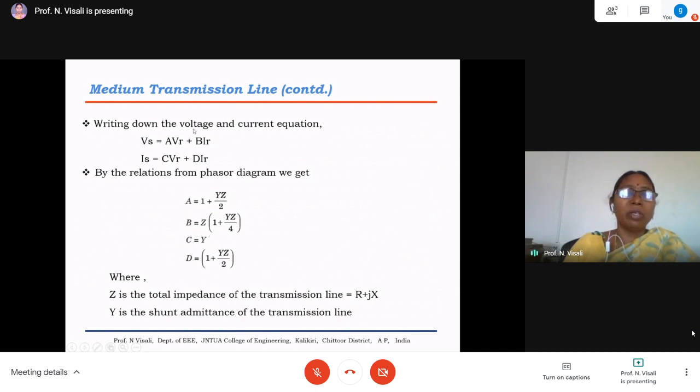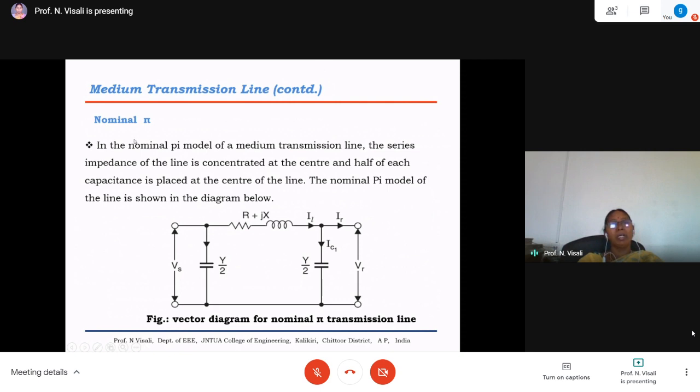You have to write the equation in terms of Vs and Is, in terms of Vr and Ir. So we are going to get ABCD parameters like this, where Z is the total impedance of the transmission line, R plus jX, Y is the shunt admittance of the transmission line, that is 1 over j omega C. Like this we can get the equivalent ABCD parameters for the medium transmission line if the capacitance is concentrated at the middle of the line. It's a nominal T. Then we will go for the nominal pi.